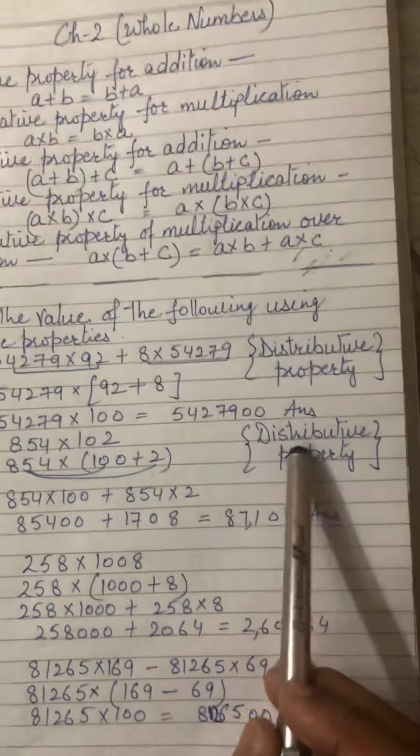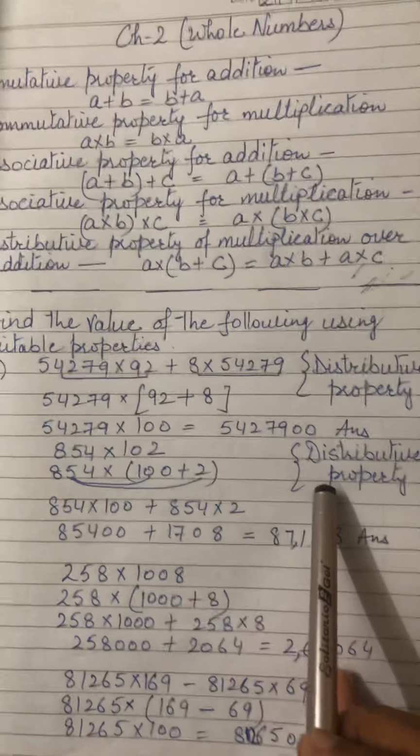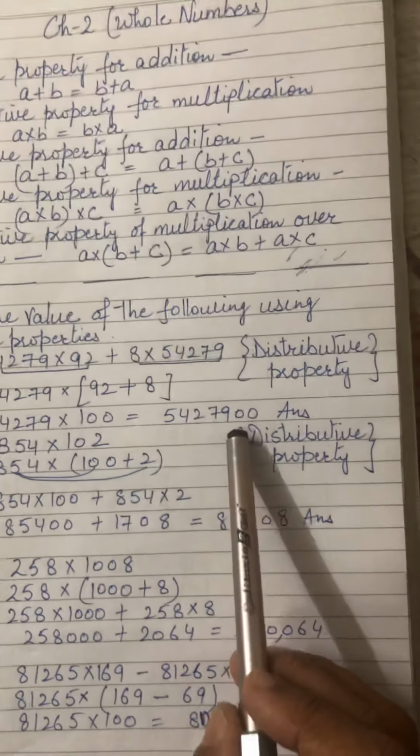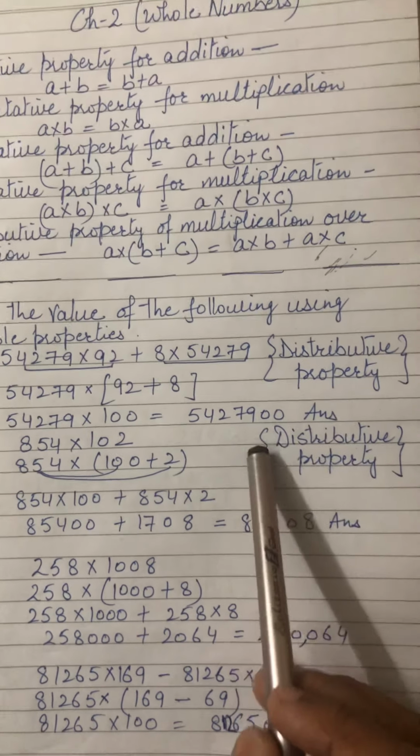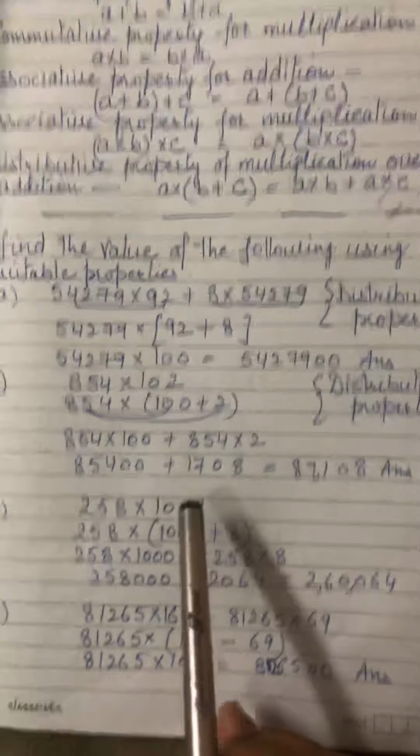So you have to mention the property in all the sums if it is written. If you are using a property, you will write, if suppose it is associative, you will write associative. Distributive, you will write distributive property.